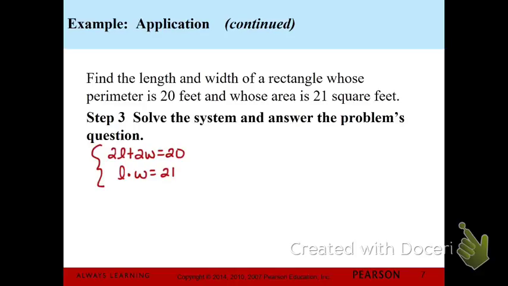So we said we're going to use substitution. Step 1 of substitution says solve one equation for one variable. So which equation do you want to use, top or bottom? Bottom. And which variable then do you want to solve for? L. So how am I going to solve for L? Divide by W. Good. And so our length is equal to 21 divided by our width.